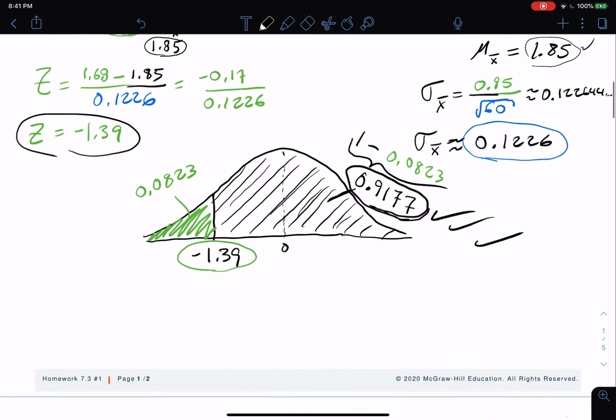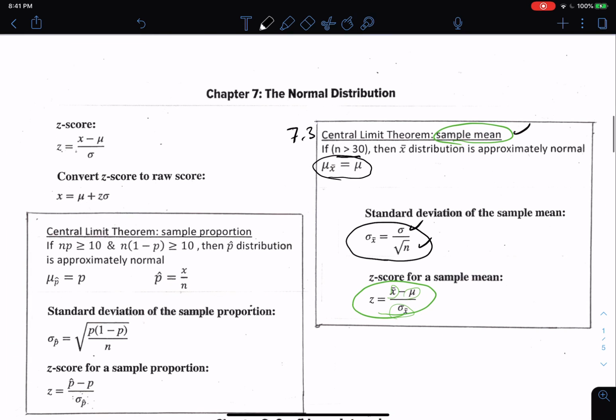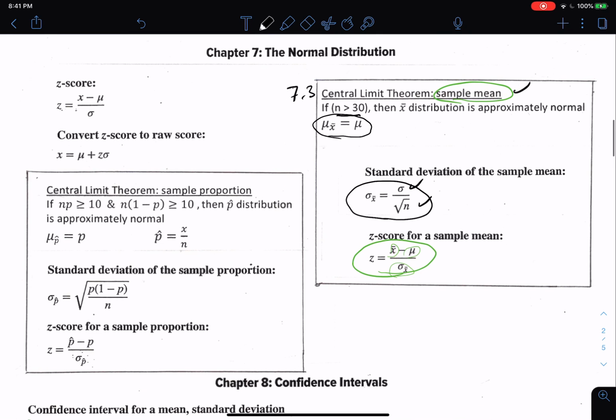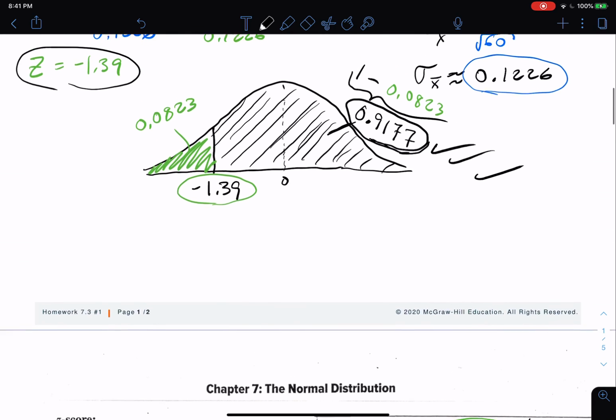Okay, I hope that helped out. Once again, use your formula sheet. If you get the notation down, it really helps things out a lot. And I think that is it for this one.